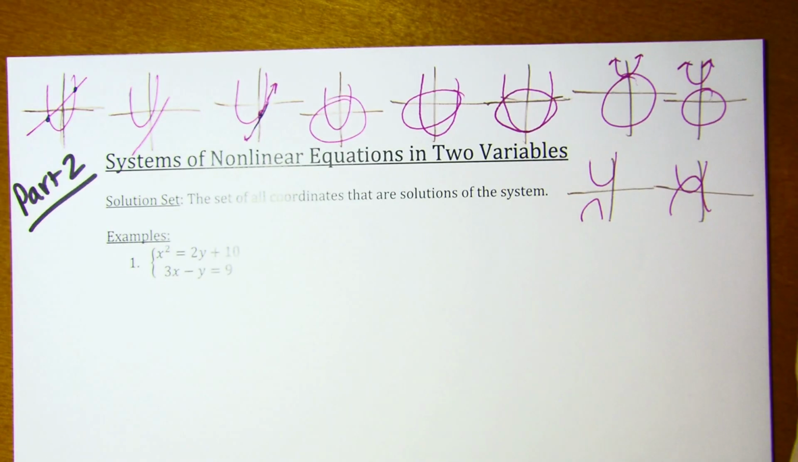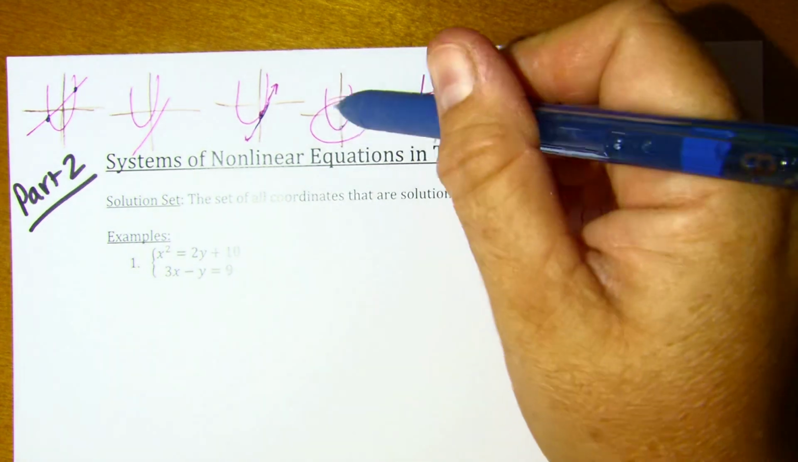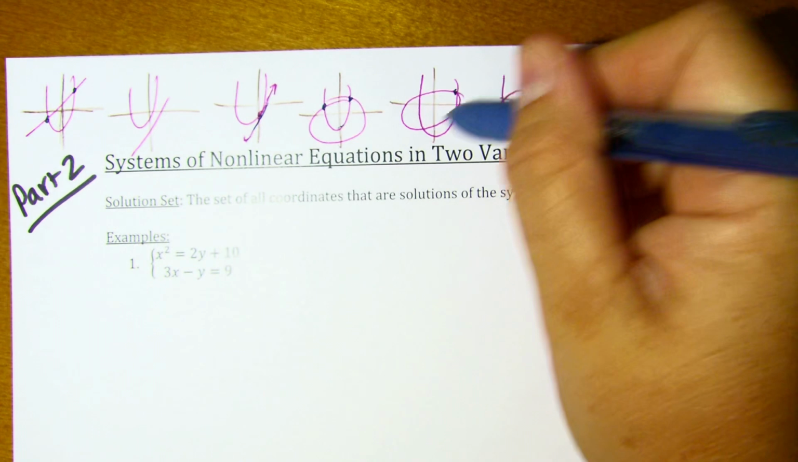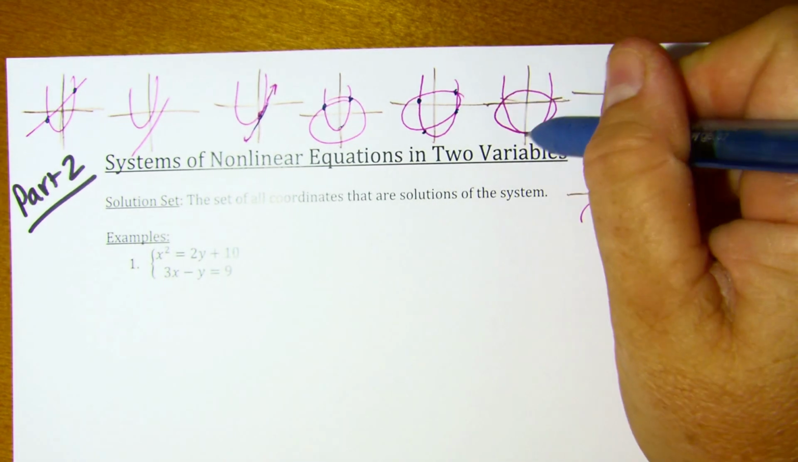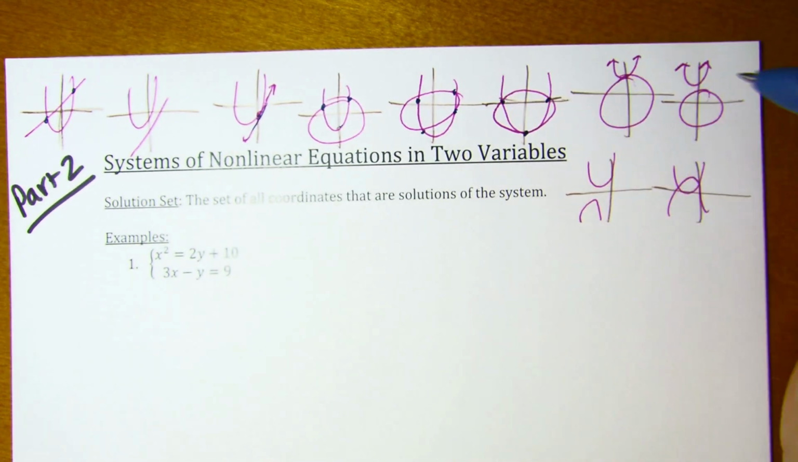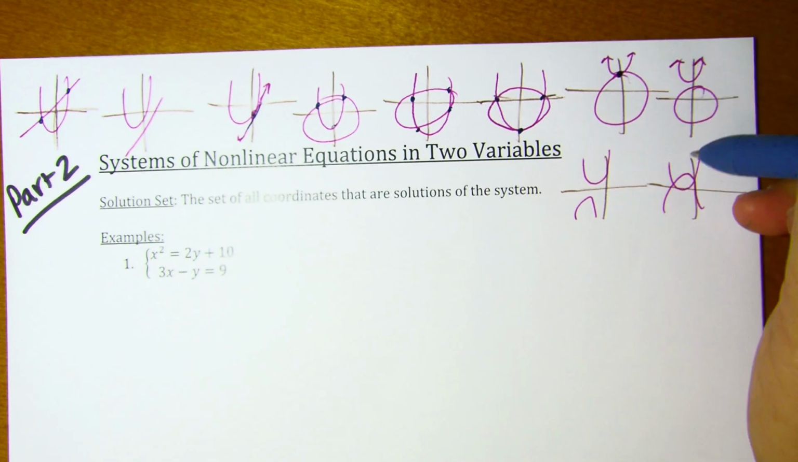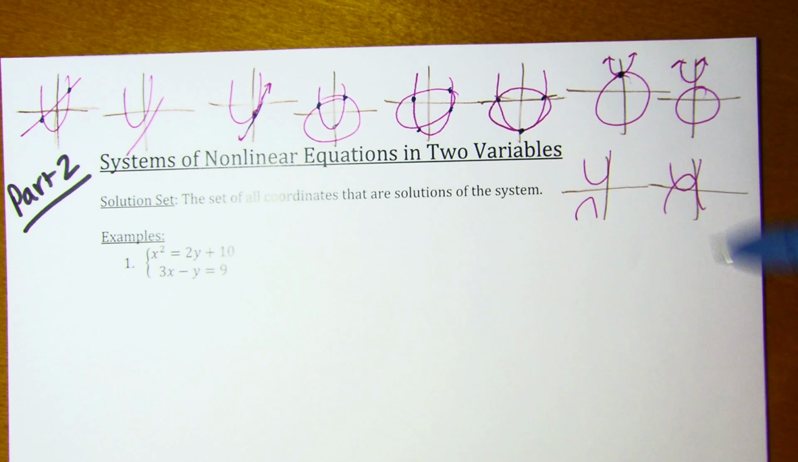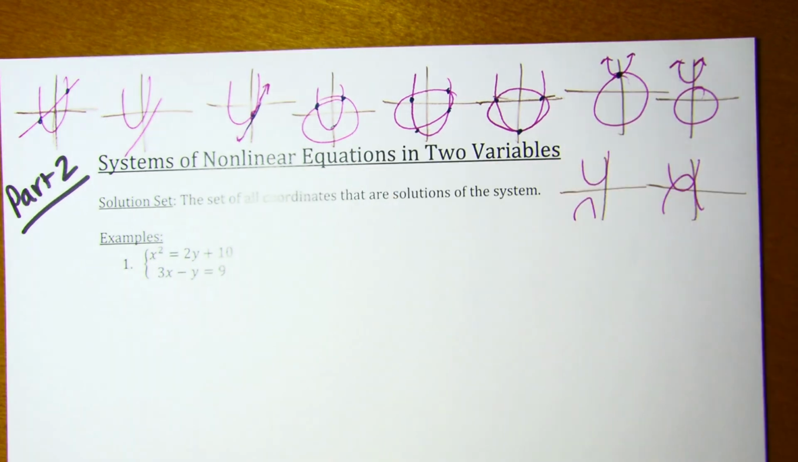Let's take a circle and a parabola. If I have a circle and a parabola, it's possible that they intersect at 2 points. It's possible that they intersect at 4 points. Possible that they intersect at 3 points. It's possible that they intersect at 1 point. It's possible that they don't intersect at all. Just with a parabola and a circle, so many different possibilities here.